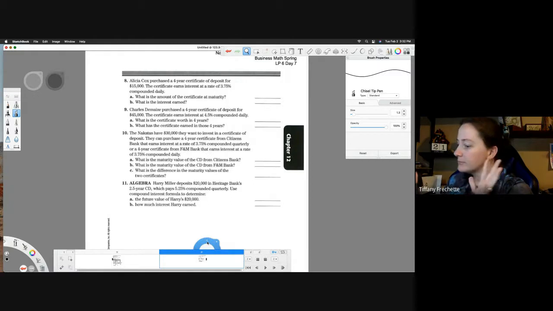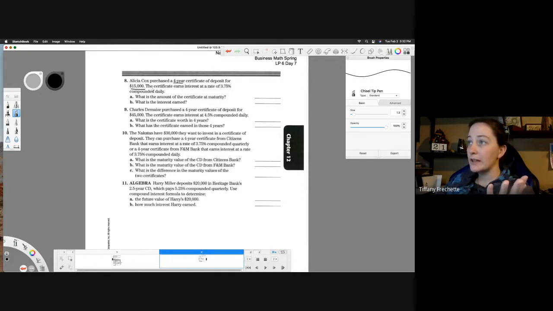So this one, exact same idea. Oops, I gotta get rid of that. So we have a 4-year certificate of deposit for $15,000. We know how much we're putting in. It's 4 years. The certificate earns 3.75% and it's compounded daily. We're given all the information we need. It's just a little bit more spread out now.